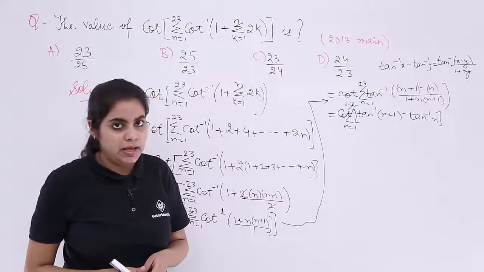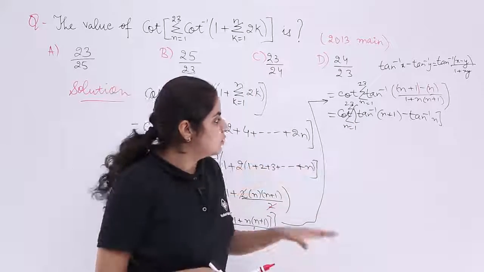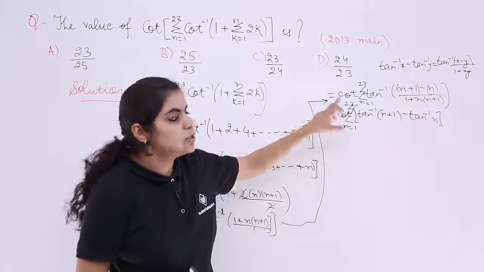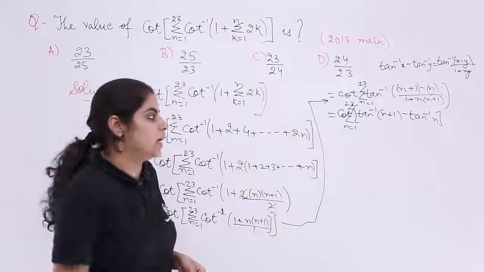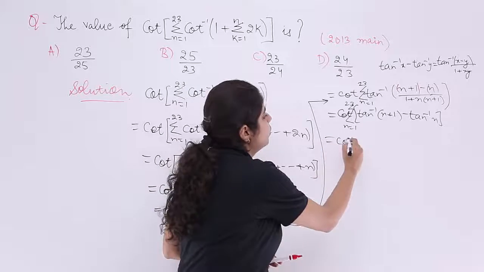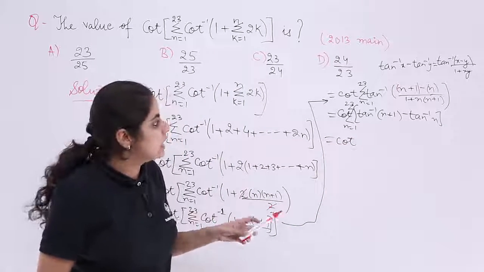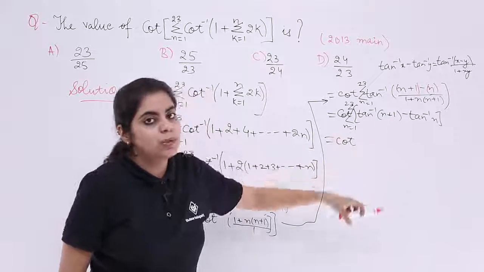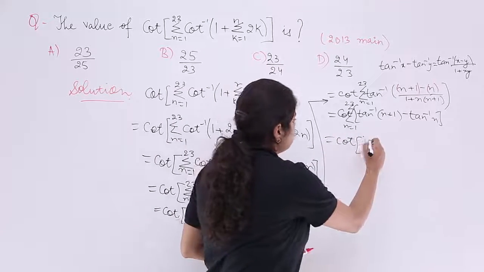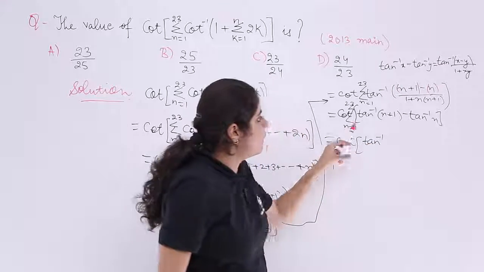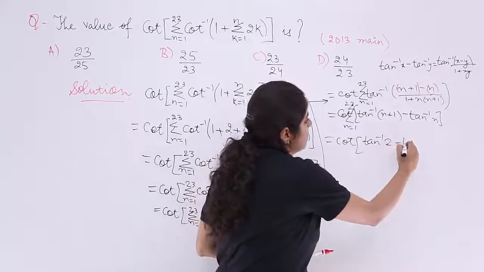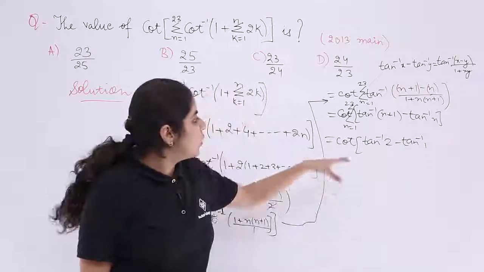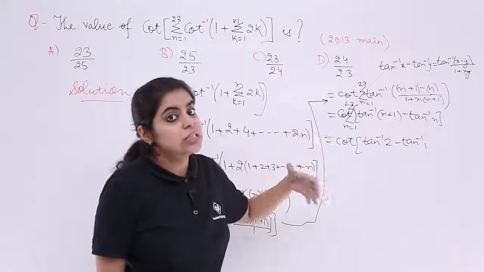Put the values of n. N is 1, so we have this. Now let's see what we have to do. We basically have n is equal to 1 to 23, we'll be putting the values one by one. Cot is outside, don't worry about it. Tan is inside. When n is 1, 1 plus 1 makes 2. When you put 2, 2 plus 1 makes 3 and so on. Tan inverse of 1 plus 1 is 2 minus tan inverse 1. So we are basically putting the values of n from 1, 2, 3 till 23.